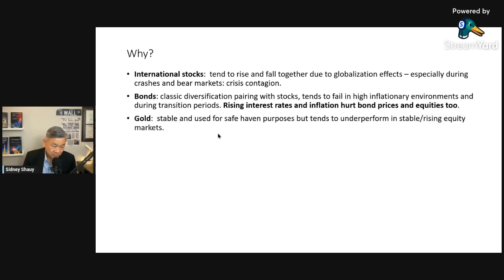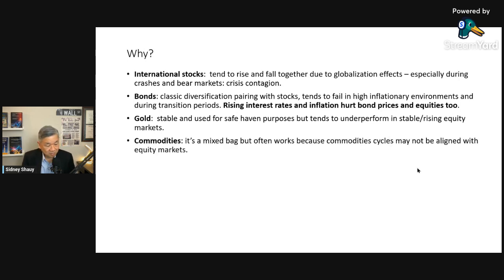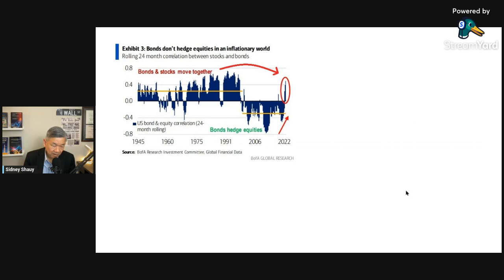Gold usually is stable and used for safe haven purposes, but tends to underperform in stable rising equity markets. This is not a surprise to anyone. And commodities, of course, a mixed bag. Sometimes they work because the commodity cycles might not be exactly aligned with equity markets. So those are pretty much the general reasons why we see correlation numbers such as those we showed in the previous slide.